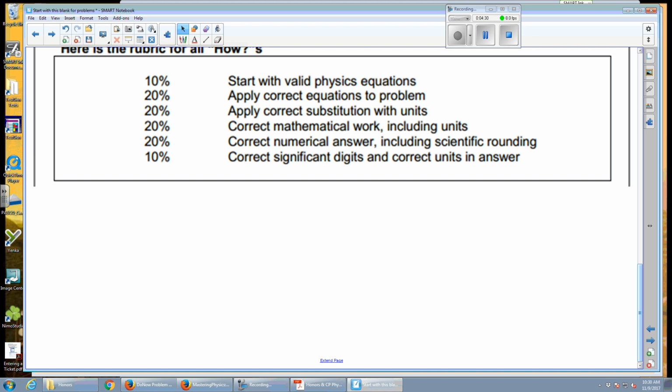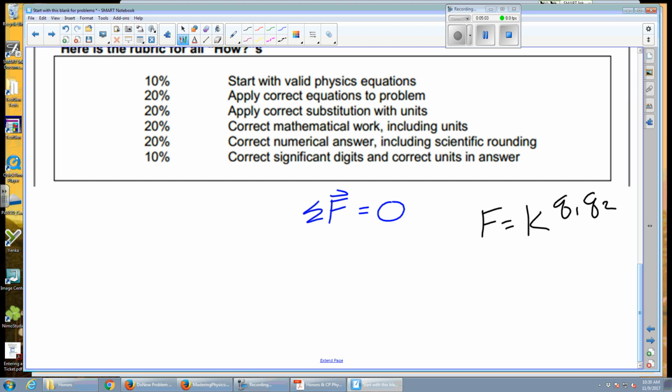All right, so now I need to start with valid physics equations. I know it told me that it's an equilibrium, so the total force, that's right, we got to have that Greek letter. And then I should probably, from my equation sheet, grab Coulomb's law and probably grab the equation for weight.